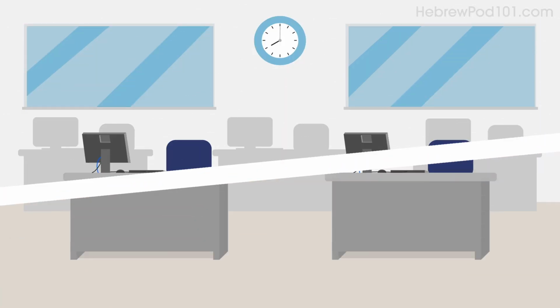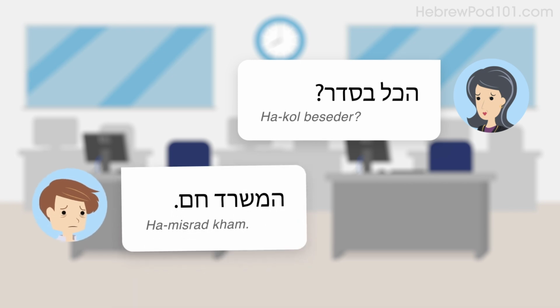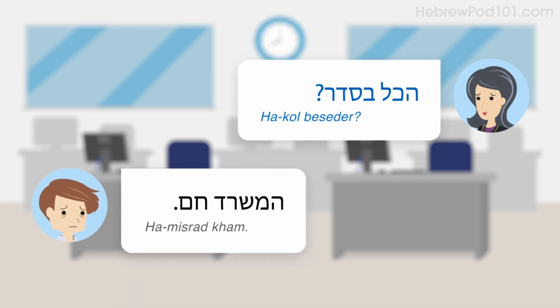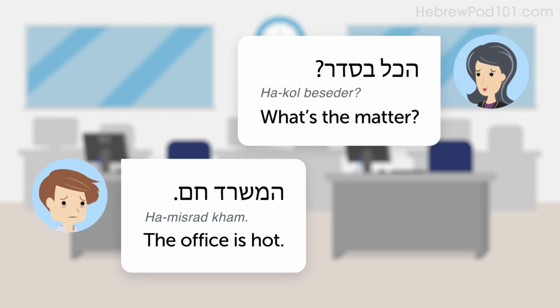Now let's take a look at some conversational phrases. Listen to the dialogue. הכל בסדר? המשרד חם. Once more with the English translation. הכל בסדר? What's the matter? המשרד חם. The office is hot.